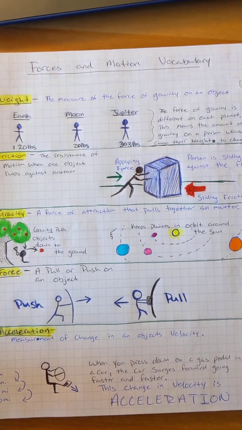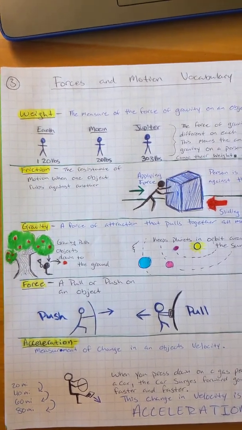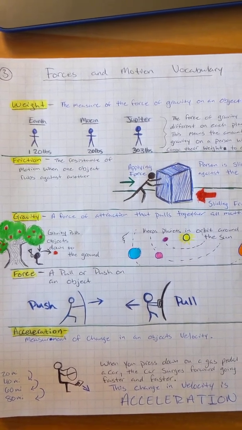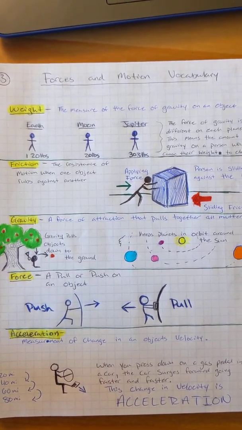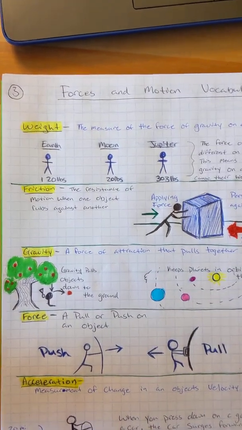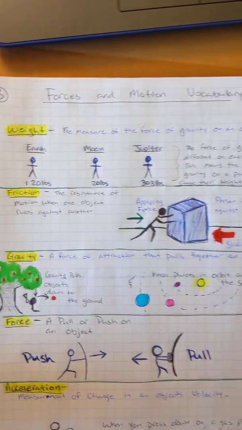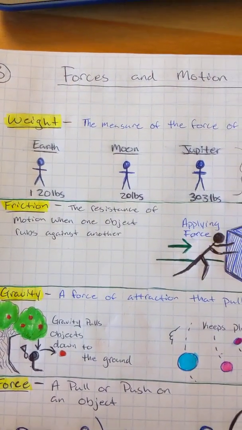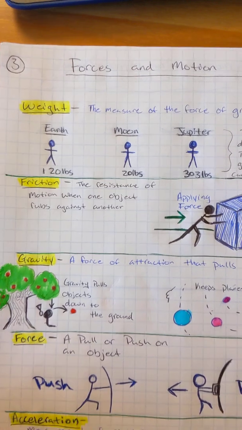Today is January 31st. This is page number 3, Forces in Motion Vocabulary. You were assigned 11 vocabulary terms where you're supposed to provide definitions and pictures for each. Right here is weight. It's the measure of force of gravity on an object. So I drew 3 stick figures with varying weights on different planets.